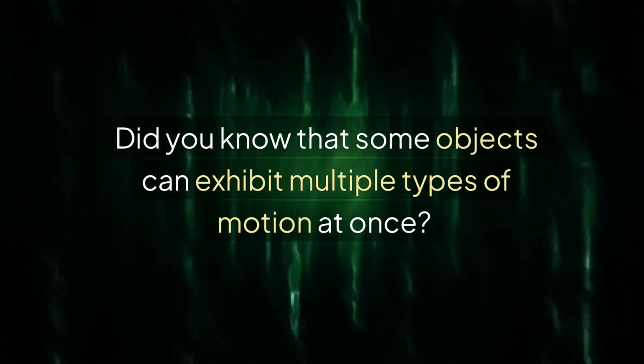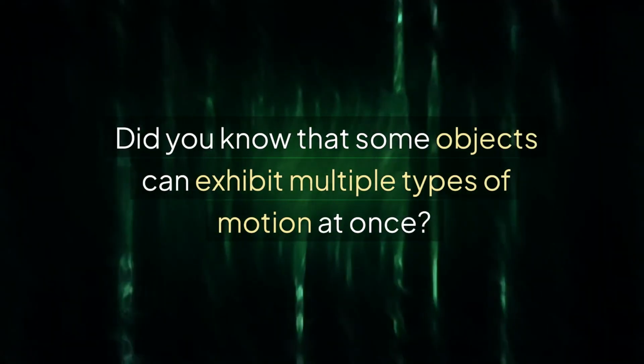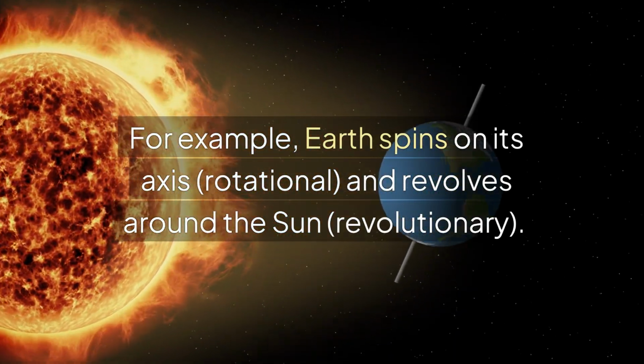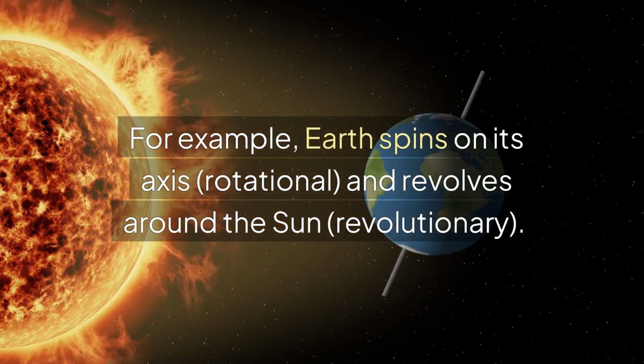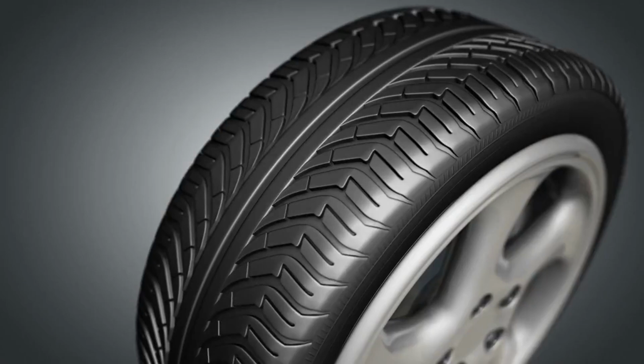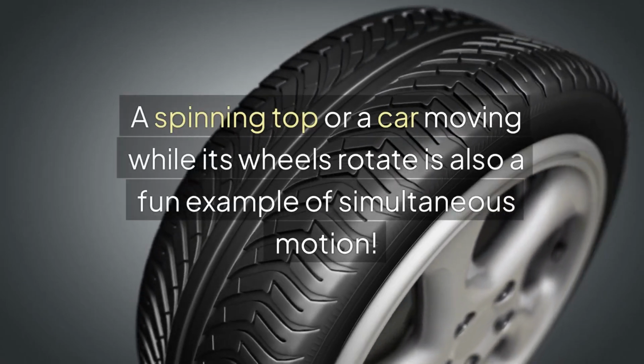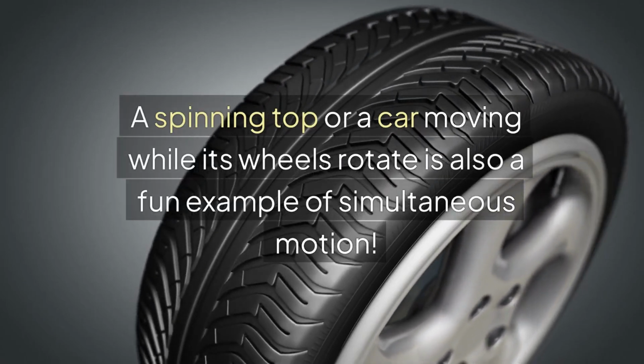Did you know that some objects can exhibit multiple types of motion at once? For example, Earth spins on its axis, rotational, and revolves around the sun, revolutionary. A spinning top or a car moving while its wheels rotate is also a fun example of simultaneous motion.